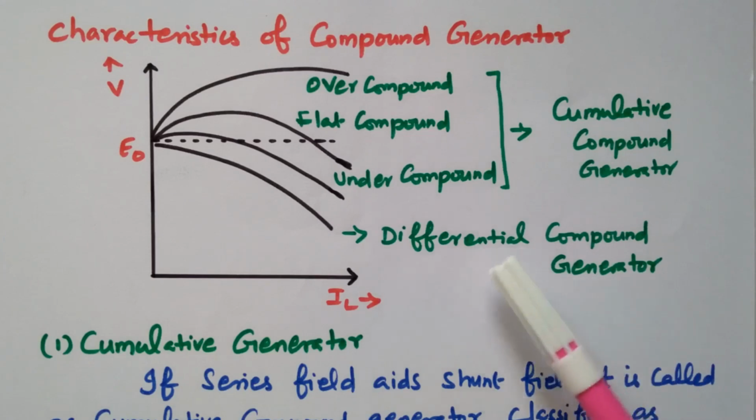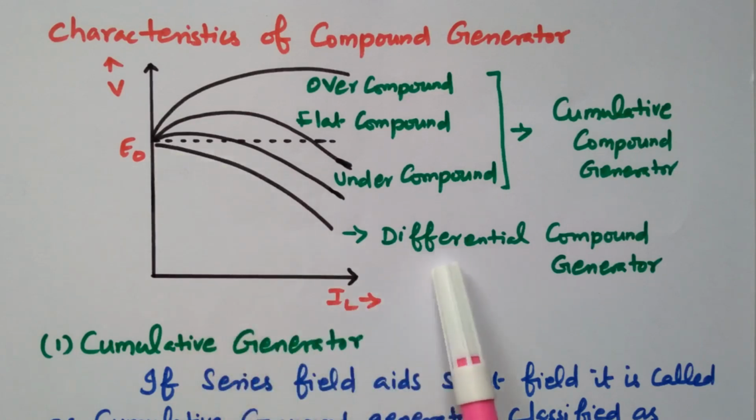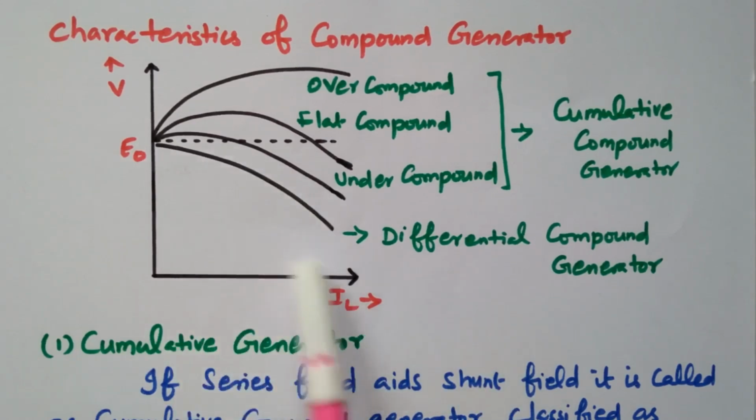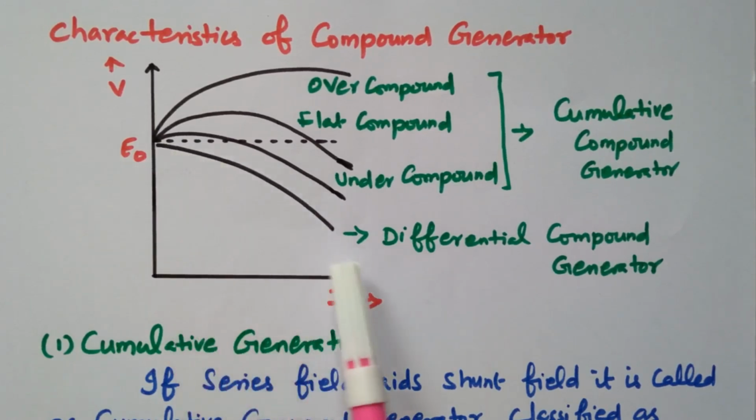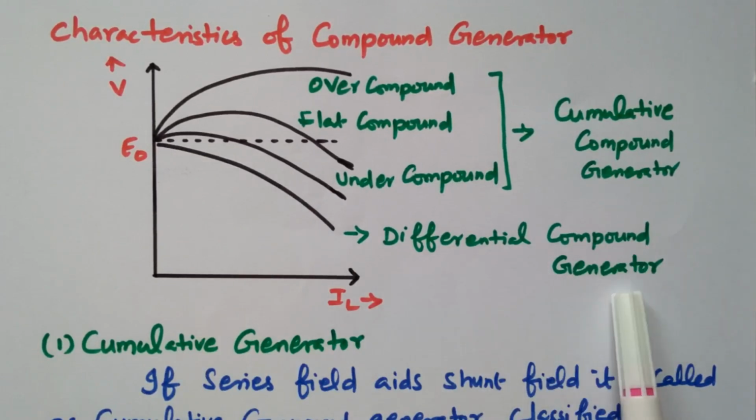If both the fields oppose each other, this characteristic drawn between the load terminal voltage and load current keeps on decreasing. That we already discussed, due to armature reaction drop and armature resistance drop, as well as this being a differential compound, the series field and shunt field are opposing each other. So there is a drop in the voltage, right? When the load current increases, there is a drop in the voltage. So this last curve refers to the differential compound generator.